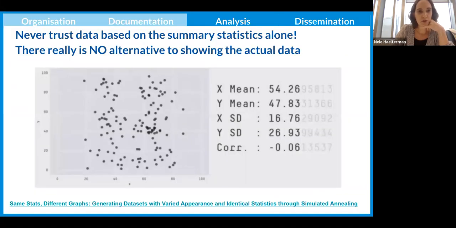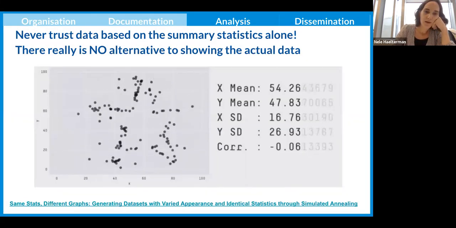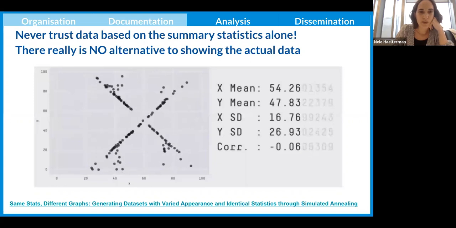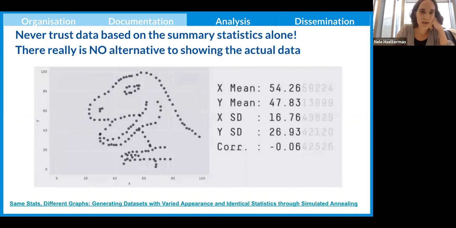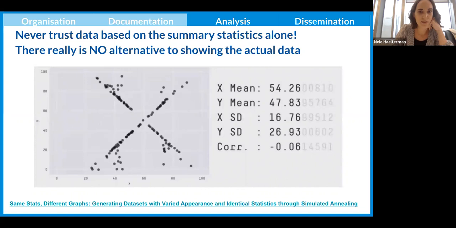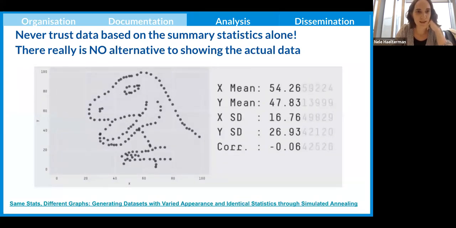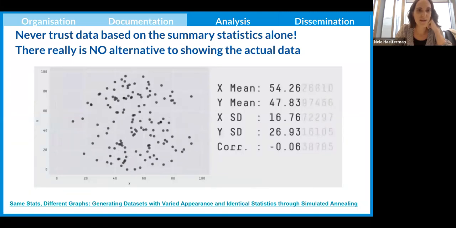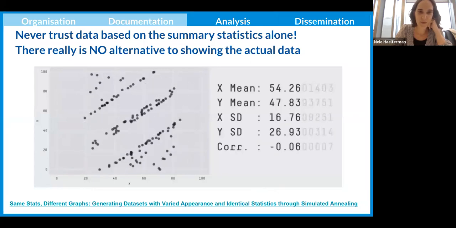Just to drive this message home a little bit further, what we're going to try to show here, I don't know if the image is going to run, is all kinds of different patterns that can be generated with the exact same summary statistics. On the right, you can see the summary statistics. On the left, you can see that there are many different data distributions that can be generated to produce these summary statistics, but that really doesn't mean that they're all as trustworthy if you were to see them in a paper. So it's very important to show the data. Next slide, please.